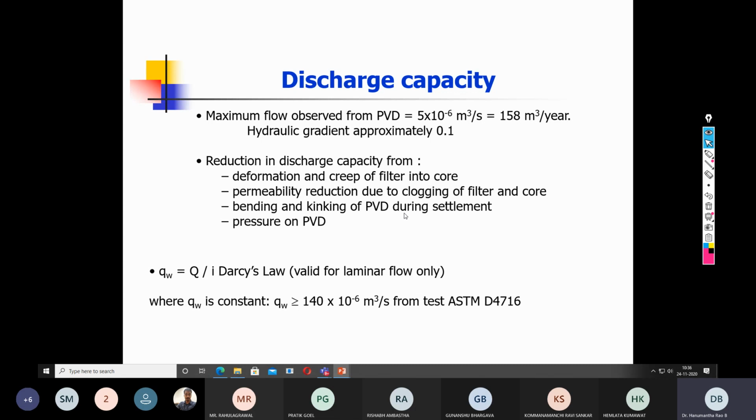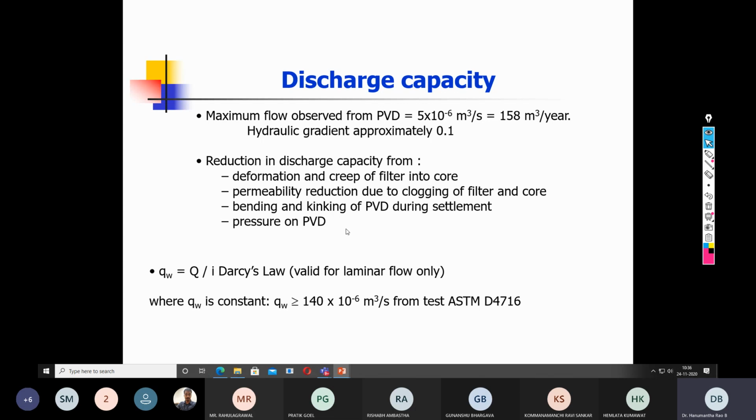Bending and kinking of PVD during settlement. Try to recall that when we talk about accelerated consolidation, the envisioned settlements are in terms of meters. Meaning thereby, the PVD which is installed should also undergo equivalent settlement. When it is going down, we can expect some kind of bends and kinks in the PVD. But that bending and kinking action should not affect the overall performance of the PVD.